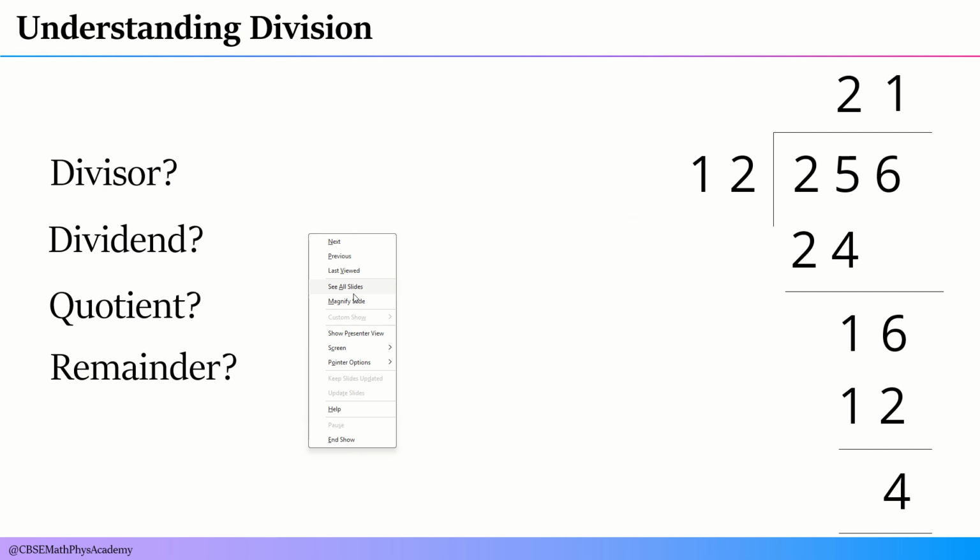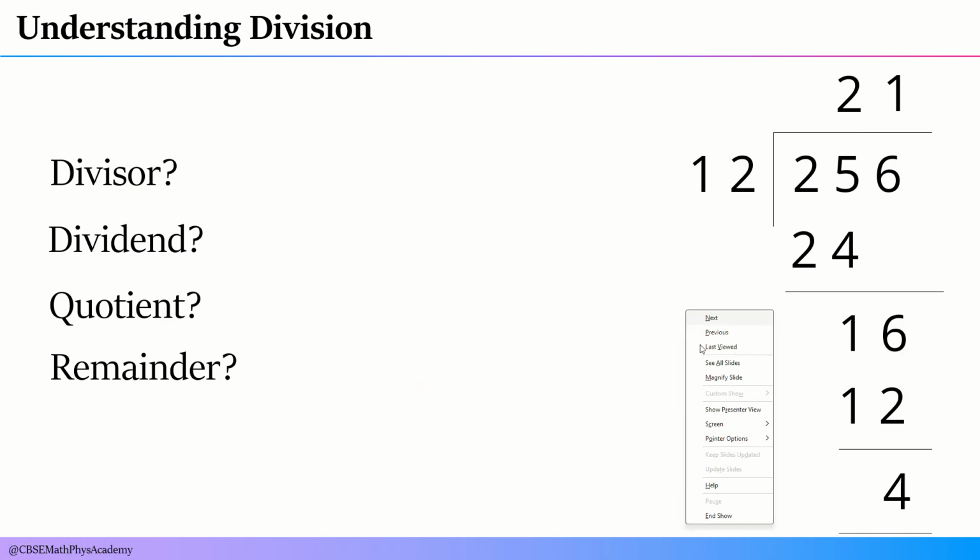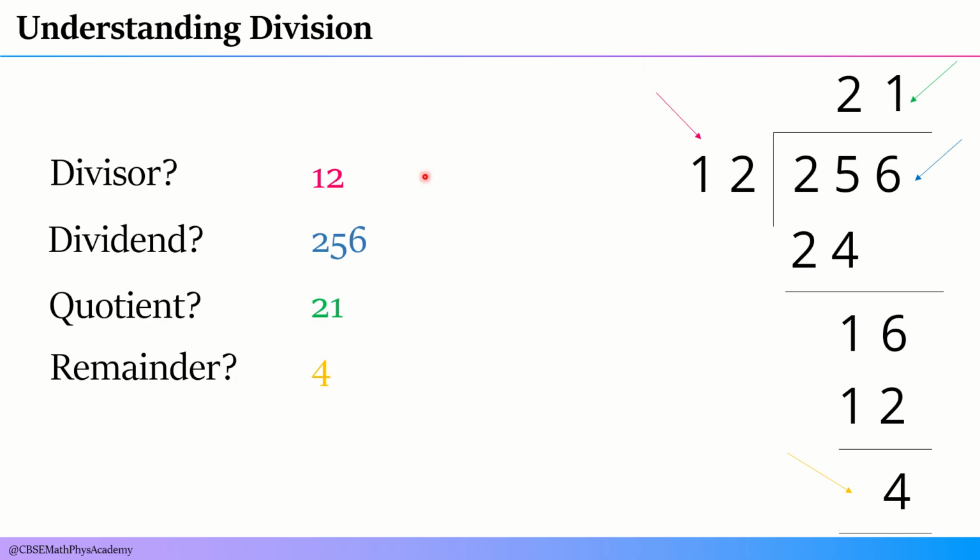So let us understand division first. Are you able to tell from this division what is the divisor, dividend, quotient and remainder? Ideally you should know, but still as a refresher, the divisor is 12, the one which is being divided is the dividend, the quotient is 21, and 4 is the remainder.